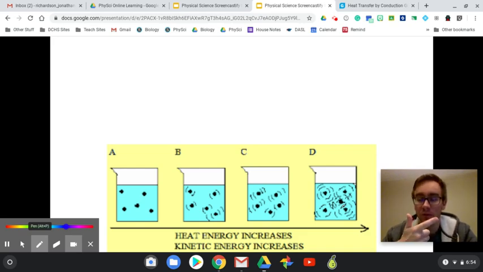And then we're going to talk not only about the ways it can transfer, but also how certain materials transfer heat better than others. So a lot of this is about the transferring of heat energy. Let's go ahead and get straight to it. First of all, what is heat energy?